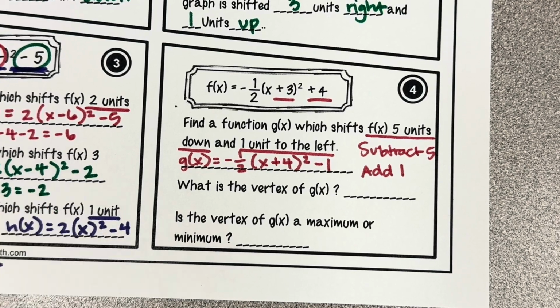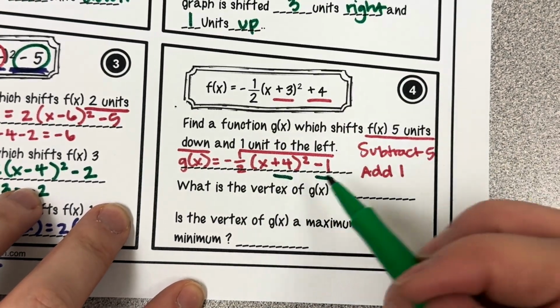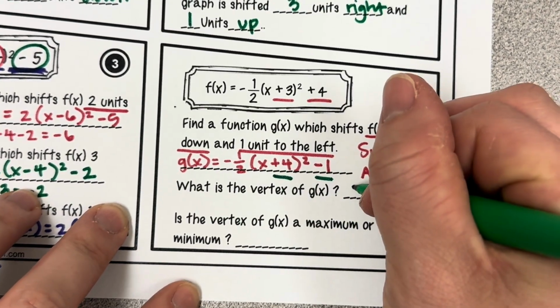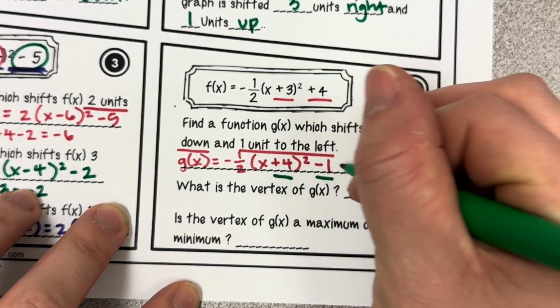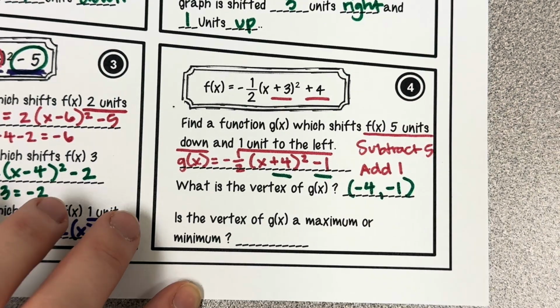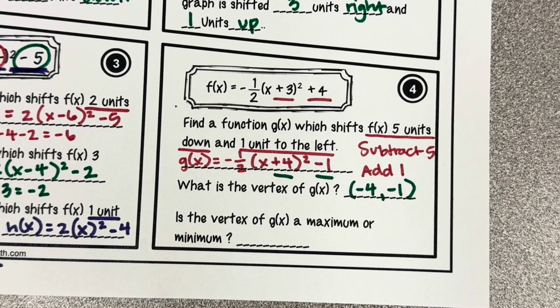Okay, now it says, what is the vertex of g of x? Well, we can just get that with our h and our k here, 4 and -1. The only thing we have to do is change the sign on that 4. So that's going to change from +4 to -4. -1 stays the same, so our vertex is -4, -1.